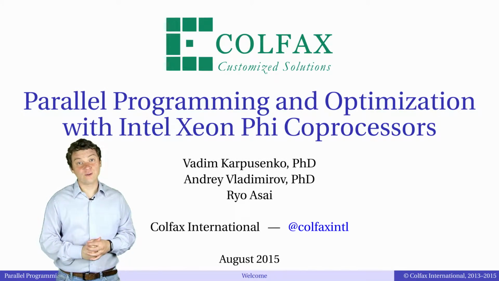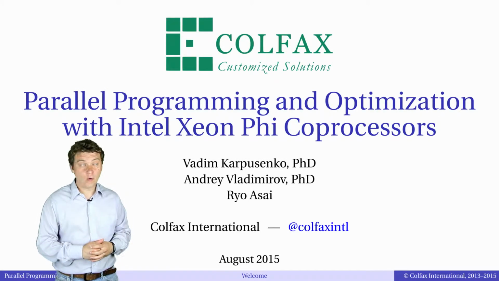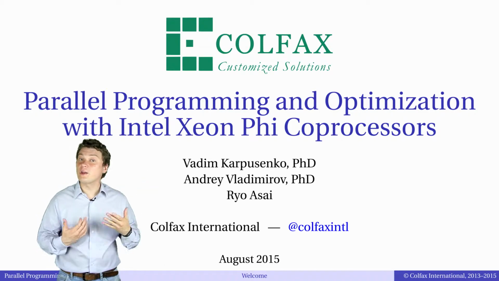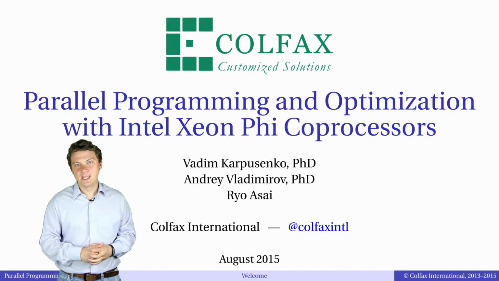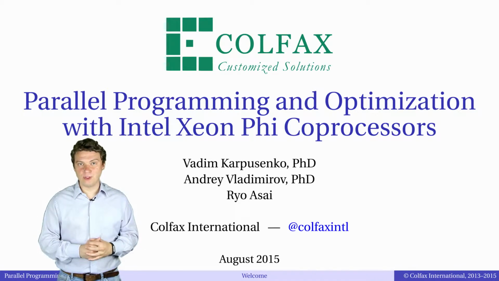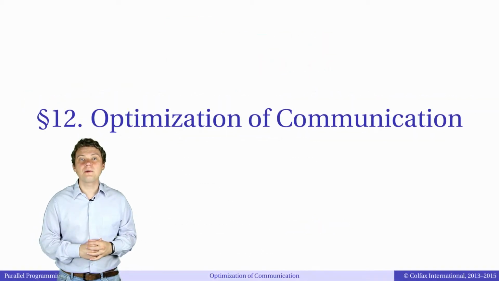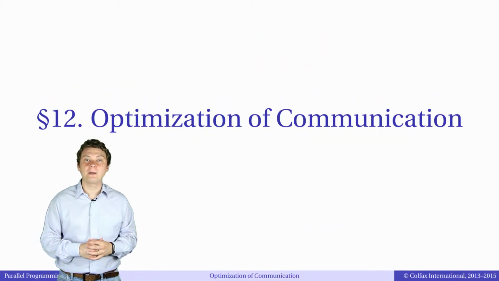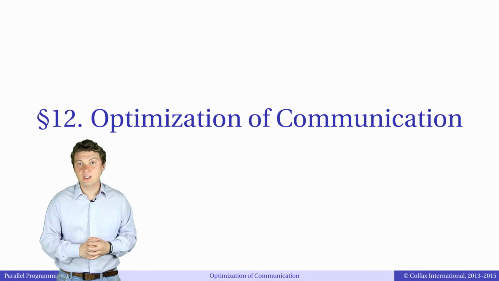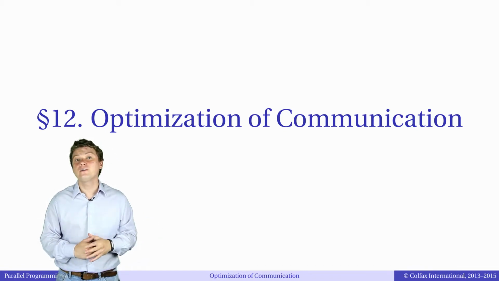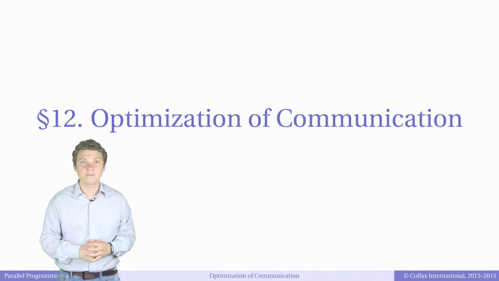Welcome back to episode 5.16 of our video course Parallel Programming and Optimization with Intel Xeon Phi coprocessors. We discussed single-node tuning in the earlier episodes in this chapter. The discussion in the last 3 episodes will be about optimization topics for applications in distributed memory systems such as clusters and heterogeneous systems with coprocessors.